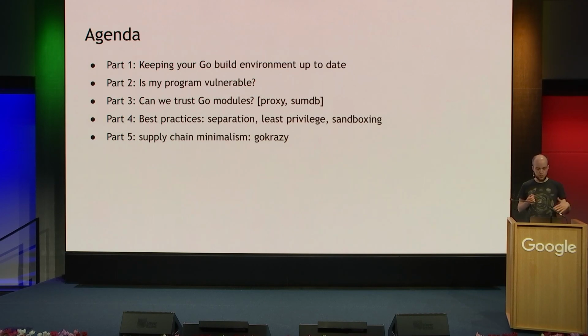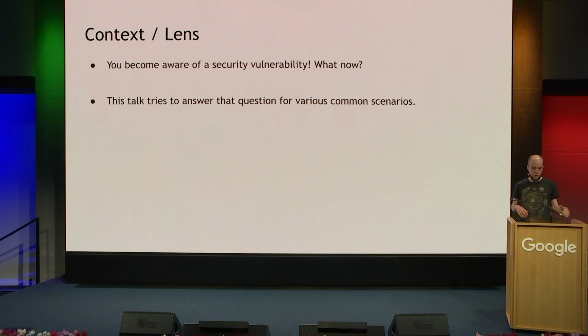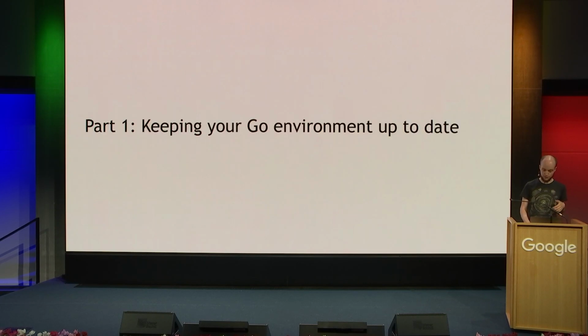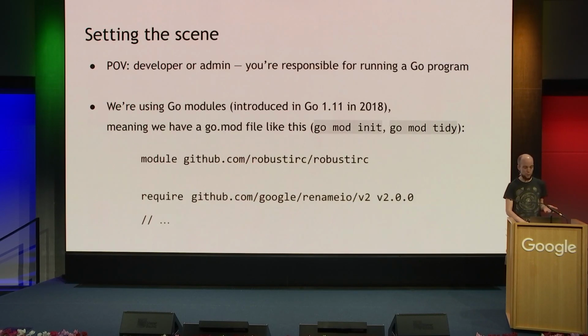And then I'm going to switch gears a little bit and talk more broadly about a couple of best practices like separation, least privilege, sandboxing, and so on. And lastly, you've already heard the name in the previous talk. I'm going to show you an example of what I call supply chain minimalism, which is my Gokrazy project. So the context or the lens of this talk is that you become aware of a security vulnerability, and the question is, what now? And the talk tries to answer that question for a number of common scenarios. So let's start with part one.